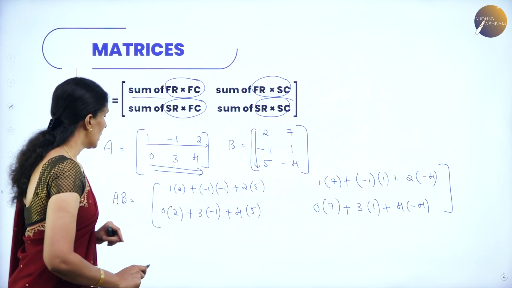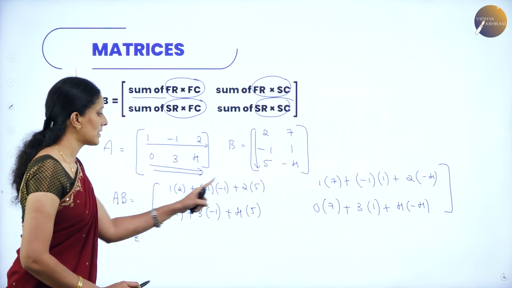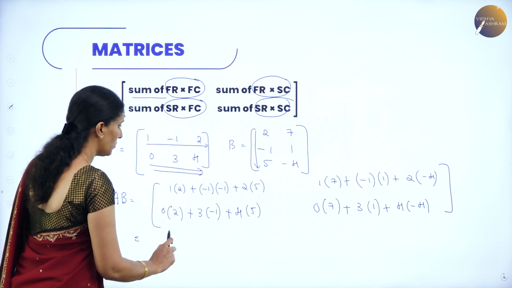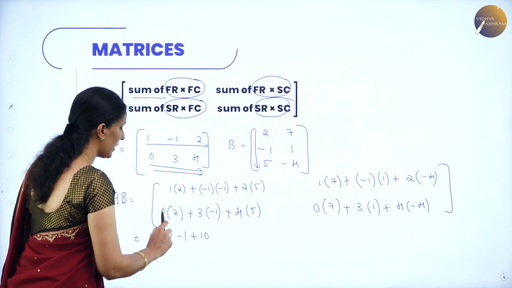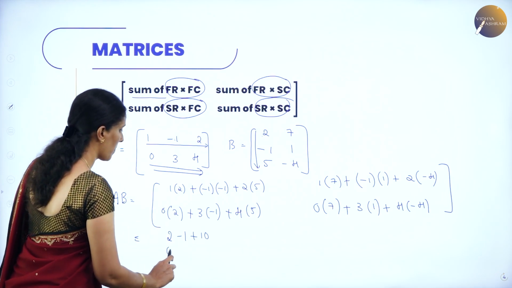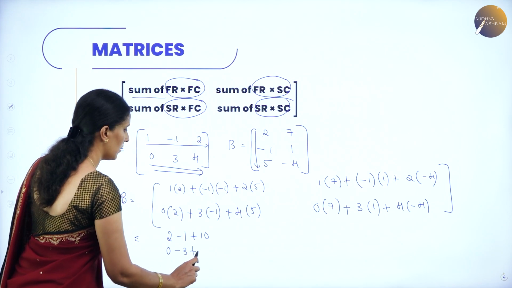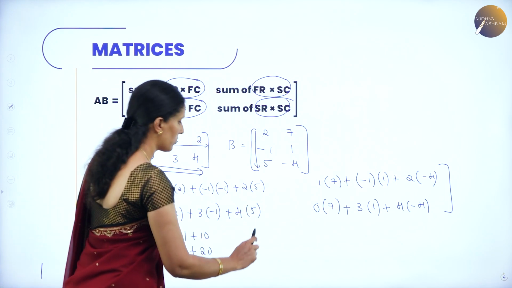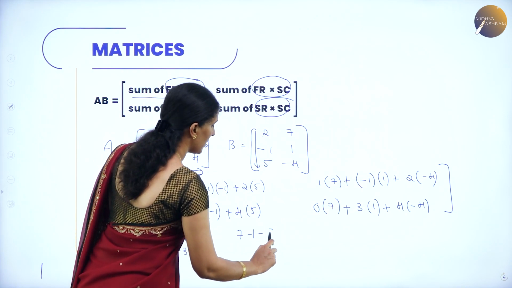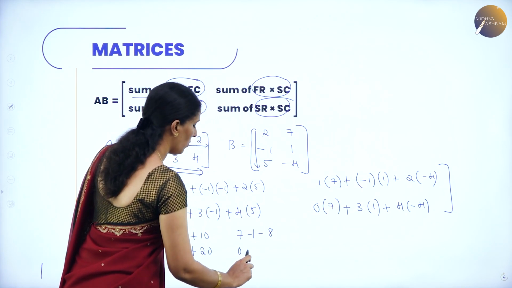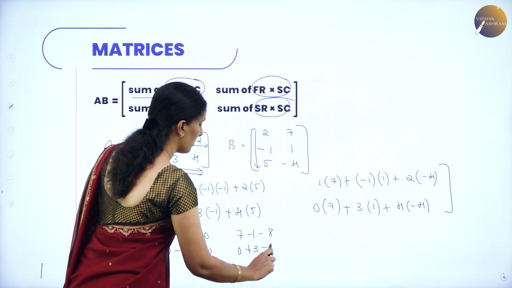So now here, let's add this. This is 2 minus 1 plus 10. Here it is 0 minus 3 plus 20. Next we have 7 minus 1 minus 8. Next here it is 0 plus 3 minus 16.